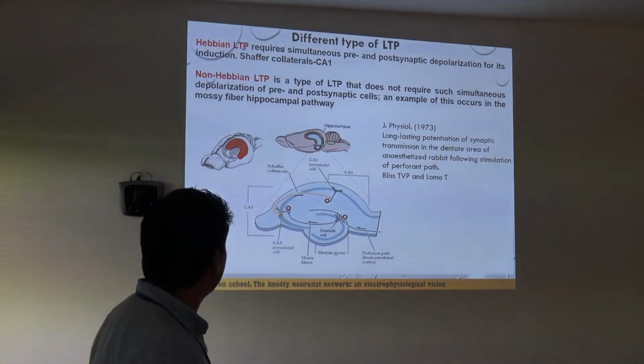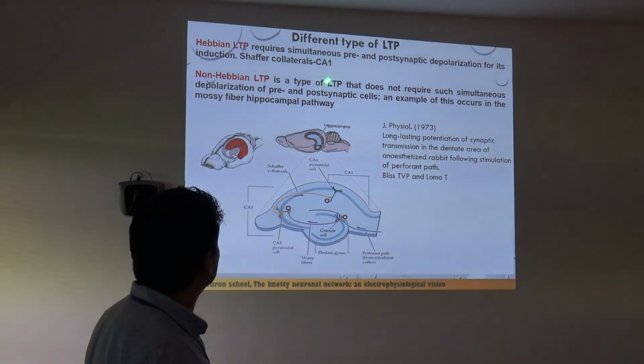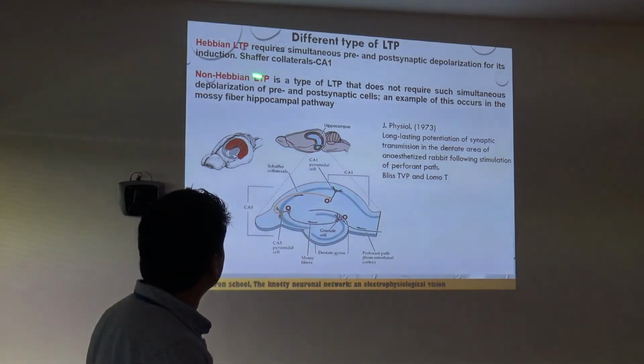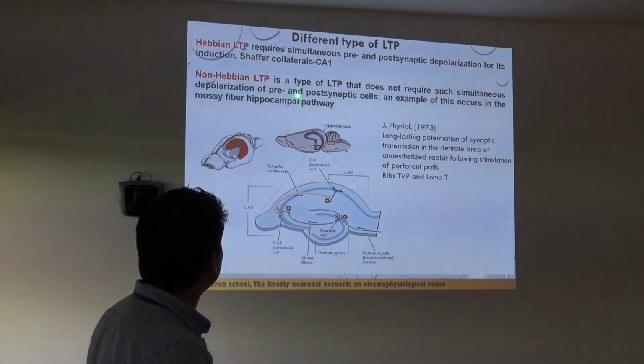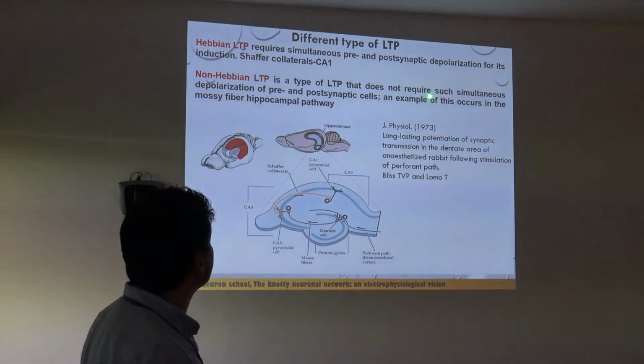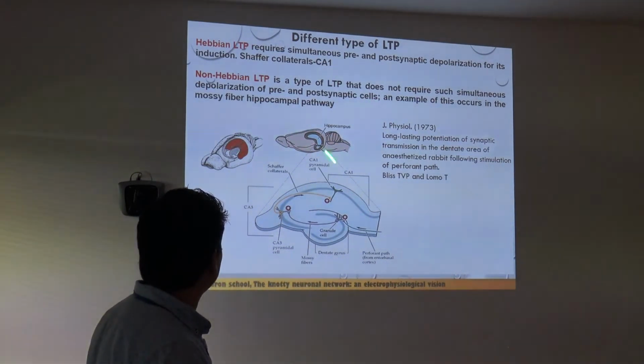So this is the difference between Hebbian and non-Hebbian LTP. The Hebbian requires simultaneous pre- and postsynaptic depolarization for its induction. For example, you can find the Hebbian LTP in the Schaffer collateral and CA1 in the hippocampal formation. But you can have in the same brain area the non-Hebbian LTP. There is a type of LTP that does not require such simultaneous depolarization of pre- and postsynaptic cells. An example of this occurs in the mossy fiber from the dentate gyrus to the CA3 of the hippocampal formation.